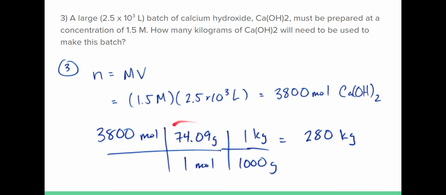Then I can use the molar mass of calcium hydroxide to get that into grams, and finally I can do a one-step conversion to get that converted into kilograms, so it will take approximately 280 kilograms in order to make this solution. Our next lesson will center primarily on how we handle dilution calculations as it pertains to molarity, but this wraps up our discussion of molarity.